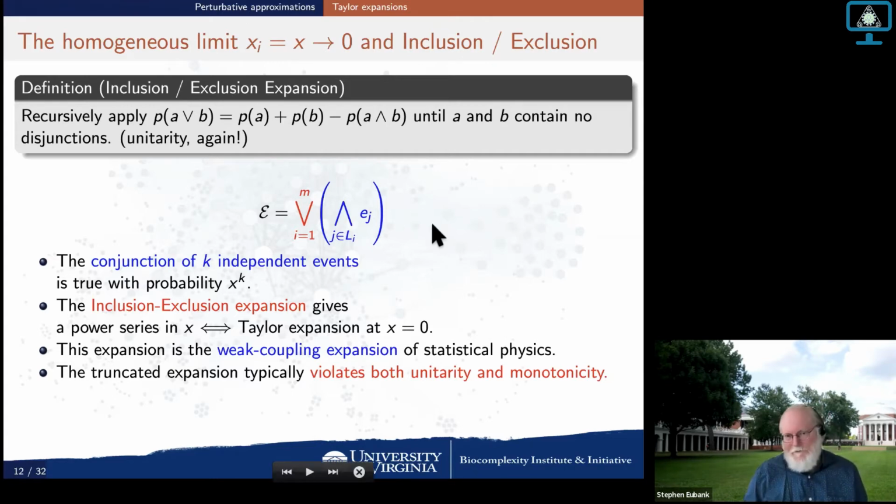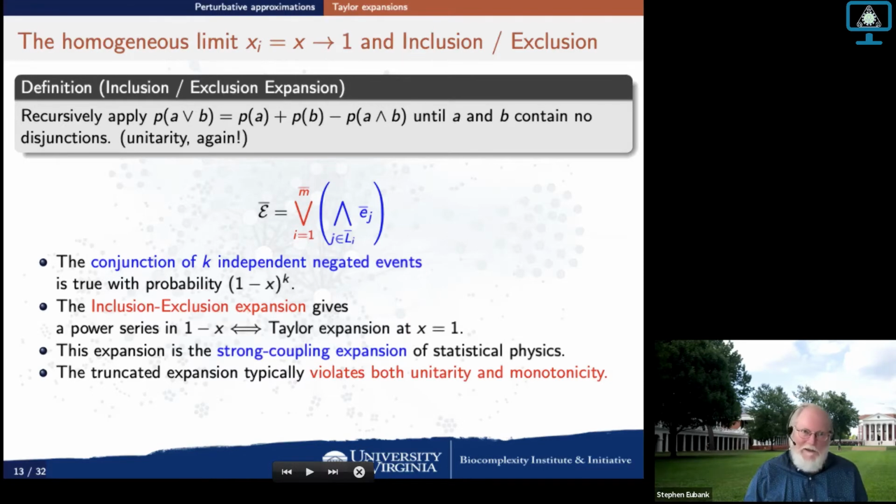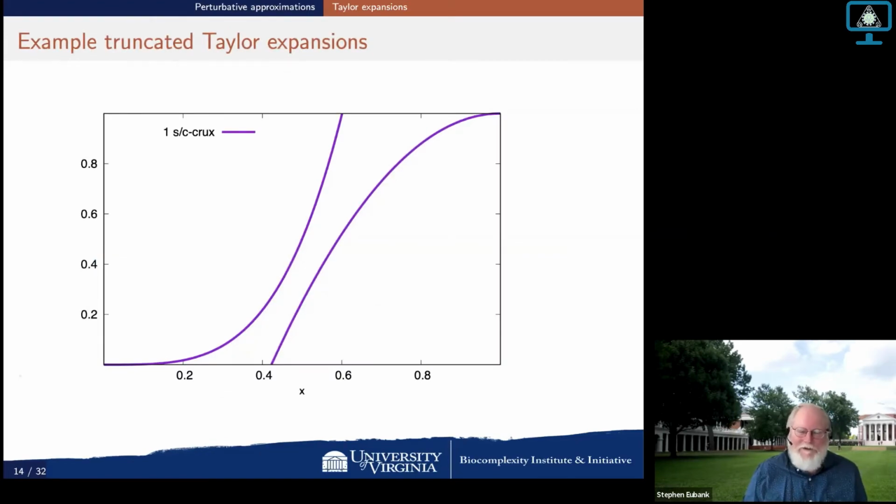So if you're watching carefully, you notice that I just switched slides. You can do this exact same thing as x goes to 1. Everything's the same, except now you have an expansion in terms of 1 minus x, which is a Taylor expansion at x equals 1. So what do I mean here when I'm saying that the truncated expansion violates unitarity and monotonicity? Here's an example. I've got some particular problem I'm looking at, and I use just one crux. So I'm truncating that expansion with the probability of one crux occurring or not occurring. And this is the expression for the probability of the whole expression that I get.